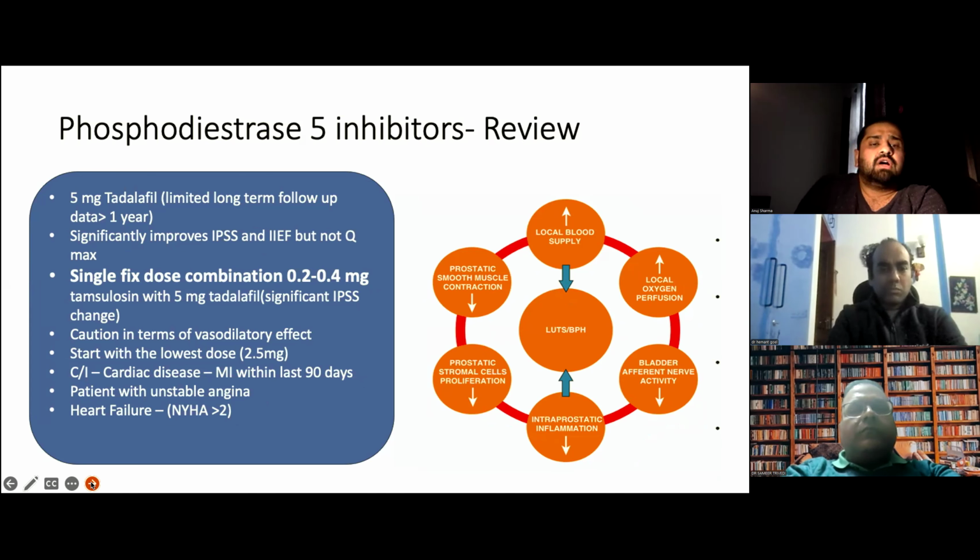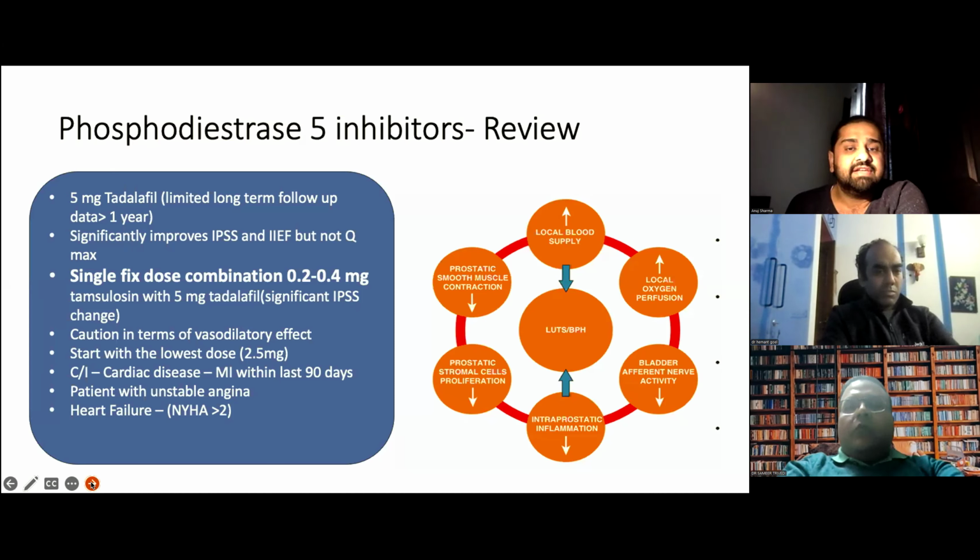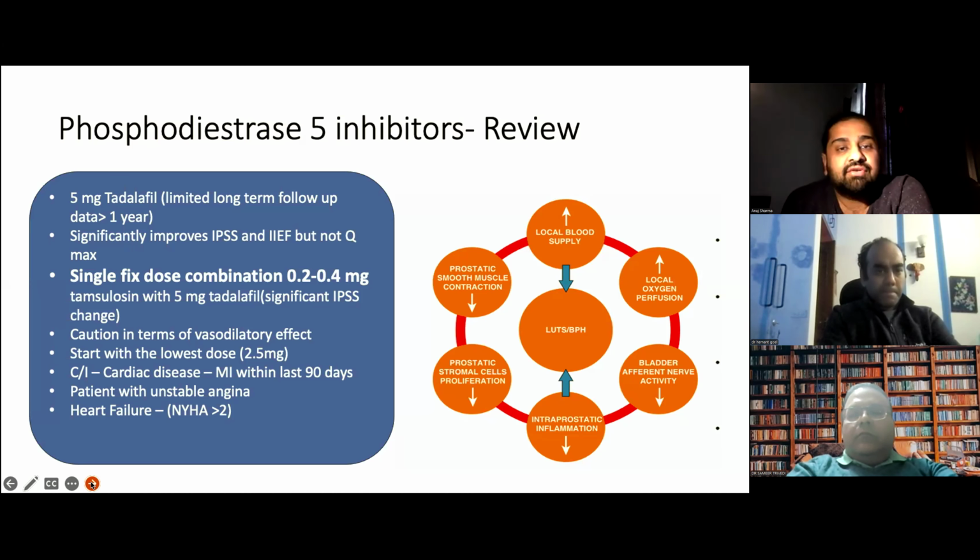So with 5 milligram tadalafil, the studies are limited in terms of significant data beyond 1 year, but it does improve both the erectile function scores as well as the IPSS, though no significant increase in Qmax has been seen. A single fixed-dose combination of 0.2 to 0.4 milligram tamsulosin with 5 milligram tadalafil has been seen to have a significant impact on IPSS. But again, as mentioned before, since both alpha blockers and phosphodiesterase 5 inhibitors have a vasodilatory effect, this has to be used with caution.